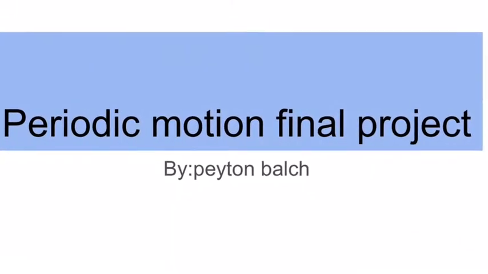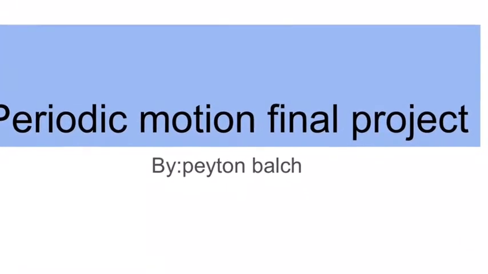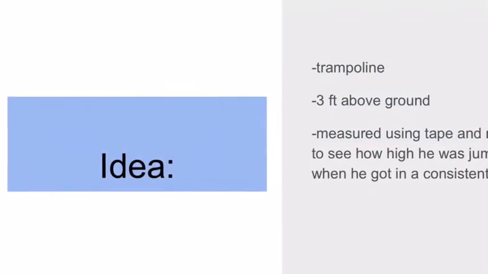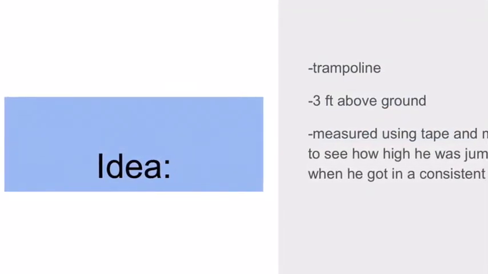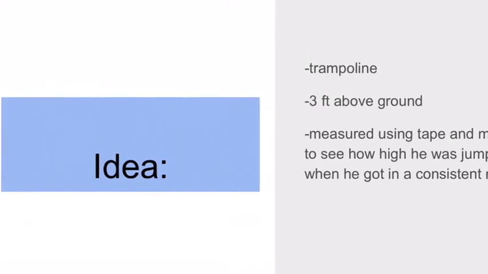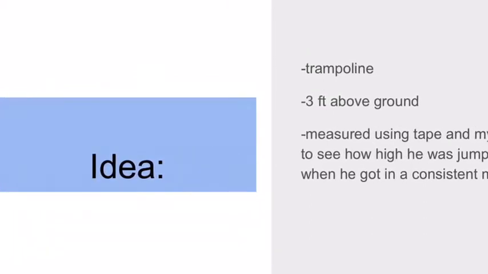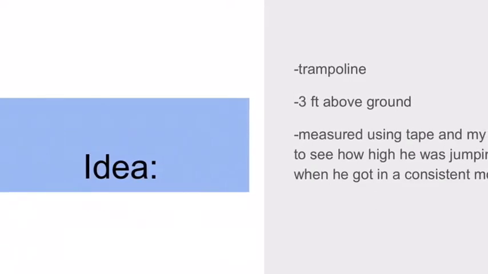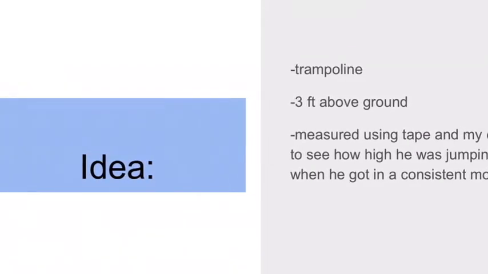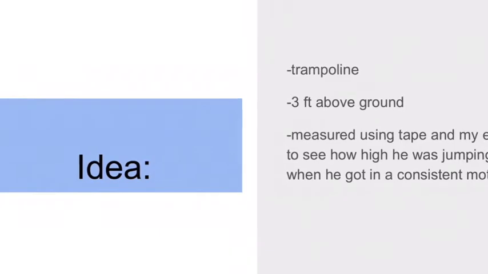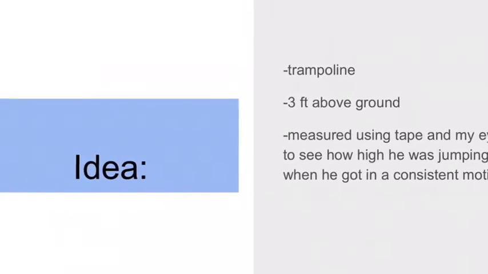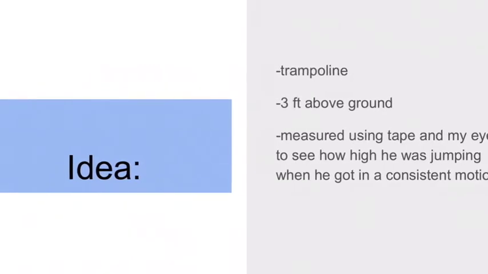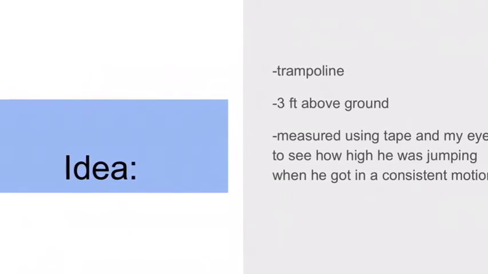So this is my periodic motion final project. Basically my idea was that we have a trampoline in our backyard, and I measured how long it took and the distance from the ground to how high my brother could go when he was consistently jumping. The trampoline was 3 feet above the ground, and I used a measuring tape and tape on the side of it to figure out how high he was jumping when he got in a consistent motion.